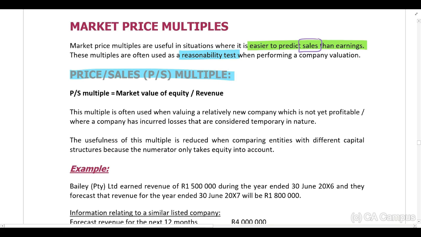So this is very similar to your price earnings multiple, but instead of dividing by earnings, you are just dividing by sales or your revenue. But we are still using the market value of equity in our calculation. And as I just discussed with you, this multiple is used if we are valuing a new company which is not yet profitable, or if we have a company that has incurred losses that are considered to be temporary in nature. Because if this is the case, we can't use earnings, so we won't be able to perform the valuation using a price earnings multiple. Instead, we can use a price sales multiple. Let's look at the example just below.